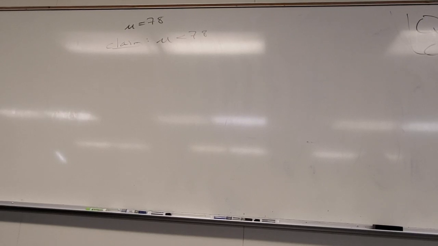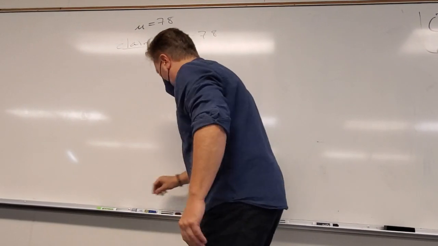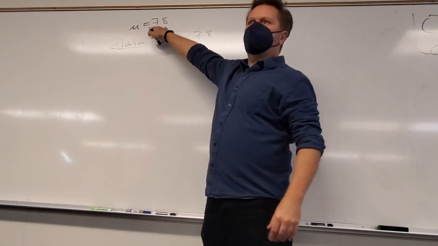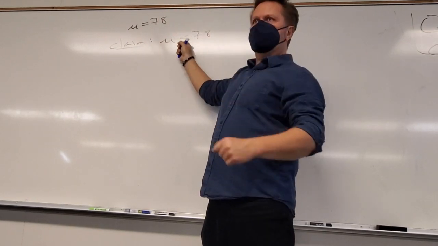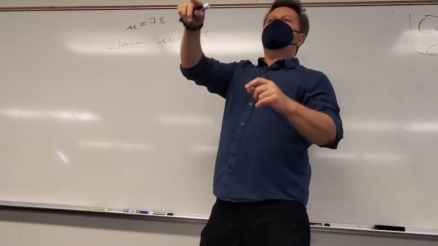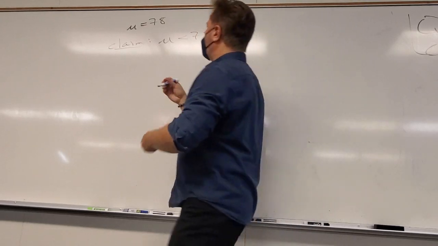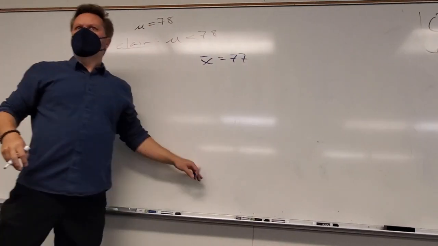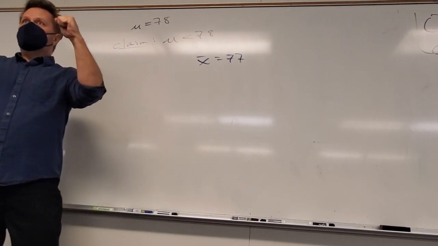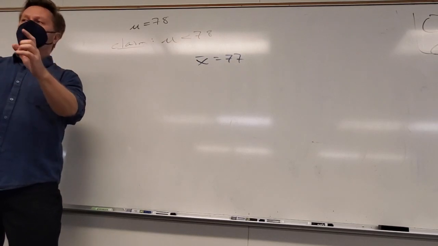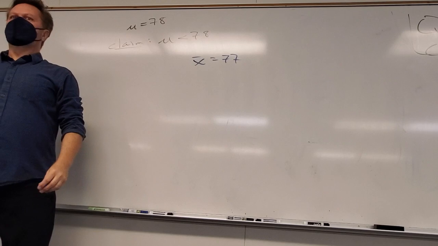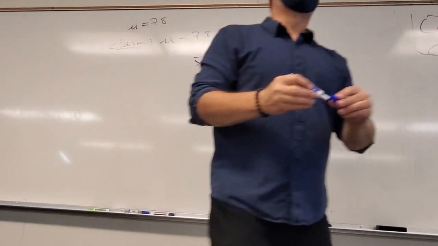Are you with me? I really want this to make sense. So we have an idea that it's 78, and then we have a claim that it's less than 78. If we take a sample, and let's say I get 77, is that conclusive evidence that this claim is correct? Why isn't that good enough?